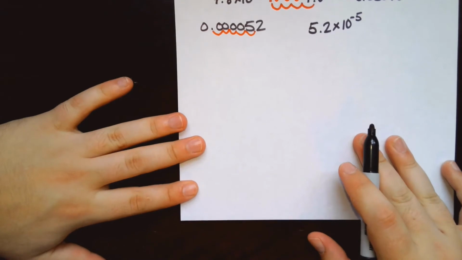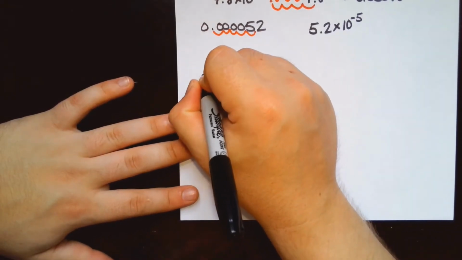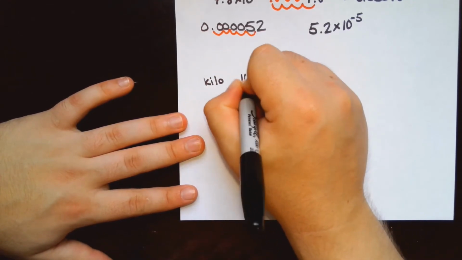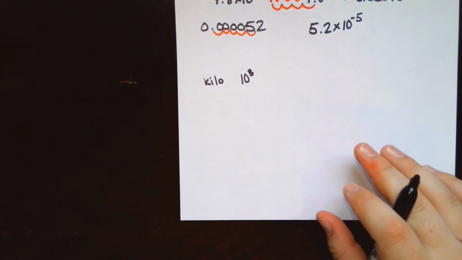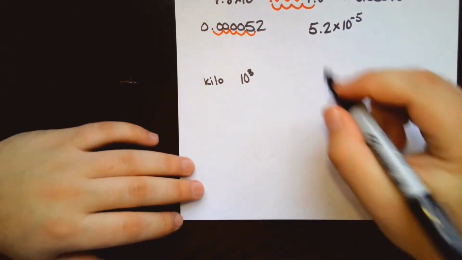So let's start with, I guess, kilo. And kilo is 10 to the third. Now what does that mean? When we're dealing with units, let's say we're talking about meters right now. So if we have 1 meter.